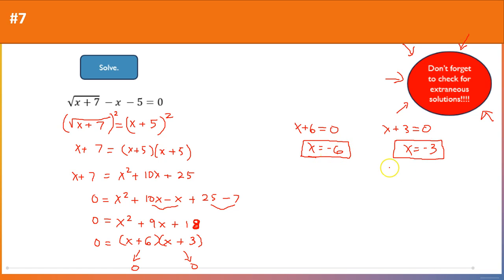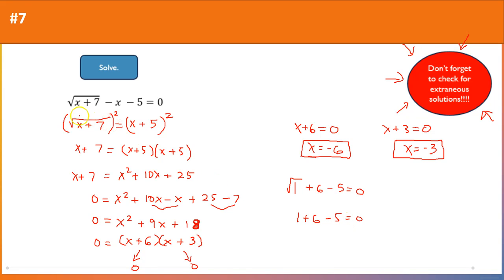But one of these may not be an actual solution. Well, how will we know? We can only tell by plugging it back into the original equation. All right, so let's start with x is equal to negative 6. Substitute it back into this original equation. All right, so we have negative 6 plus 7 is 1. So it's basically the square root of 1 minus negative 6 or plus 6 minus 5. And let's see if that equals 0. So we have 1 plus 6 minus 5 equals 0.